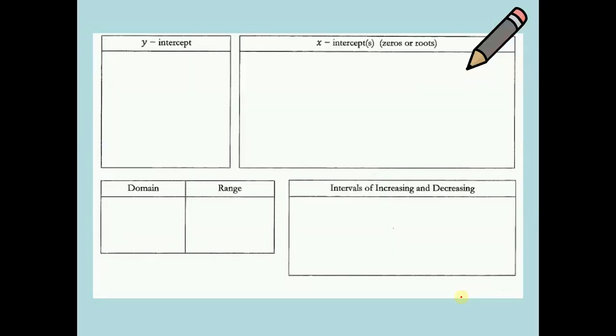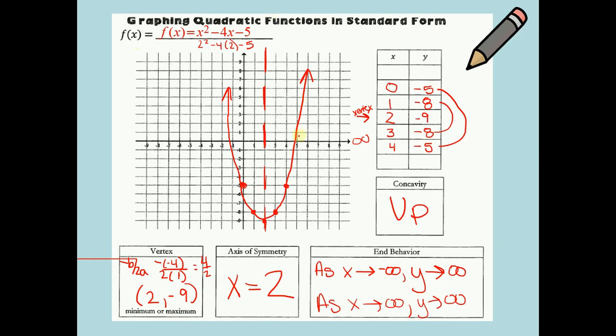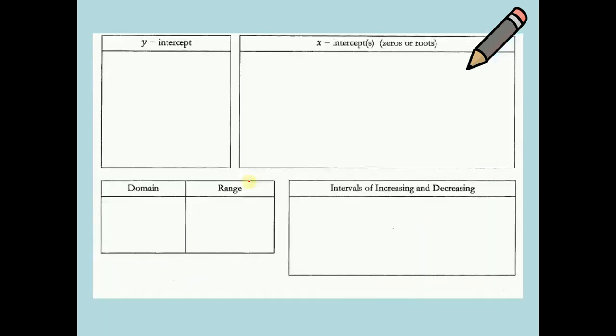Now let's answer the rest of the questions as well. So my y-intercept, how are you going to find that? What that means is where is it crossing the y-axis, right? So if your graph does not show it all the way, which I believe ours did, it showed it right here, so at negative 5, right? But if your graph is not showing it to you, what you're going to do is plug in 0 for x. And then you're going to get your y.